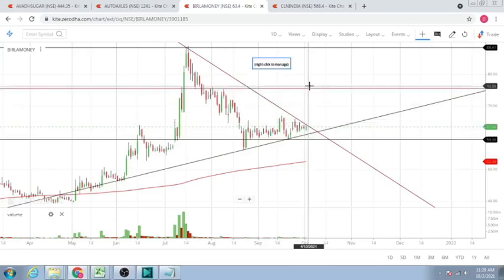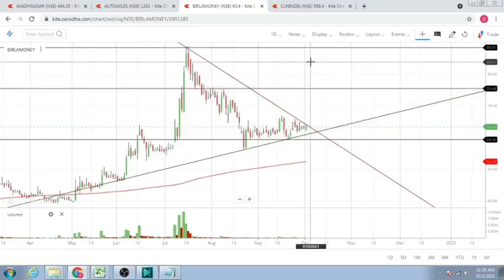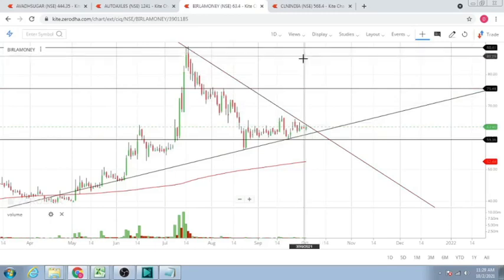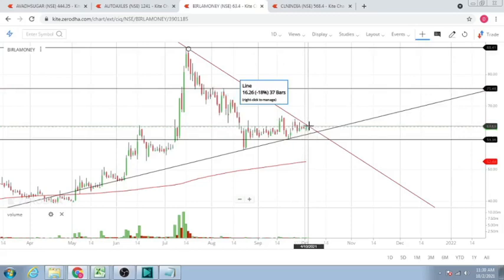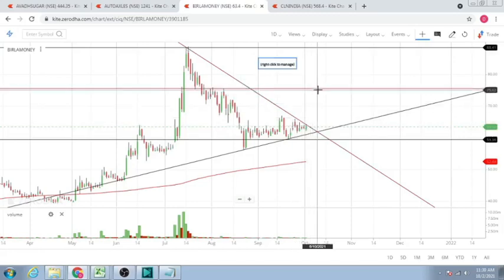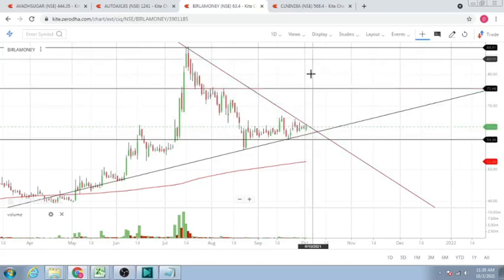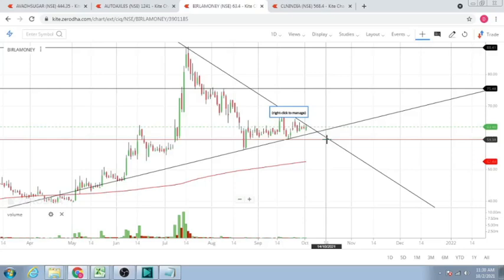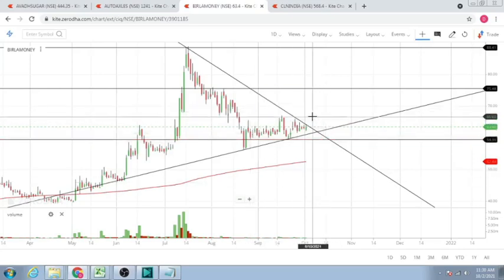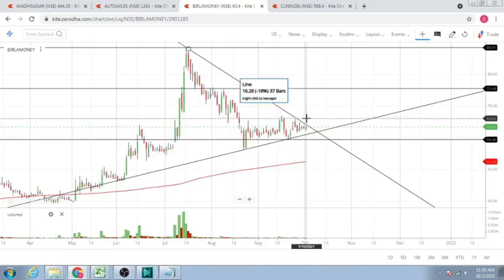and the target should be around 65 first, followed by a target of 88. Sorry, this first target is 75, because entry is around 63. The first target is around 75. The next target is around 88. The stop loss should be in the range of around 59. And this again looks promising and it is ready for an up move, provided the global cues are supporting, because if the global cues do not support, the Indian market sentiment also turns bad.